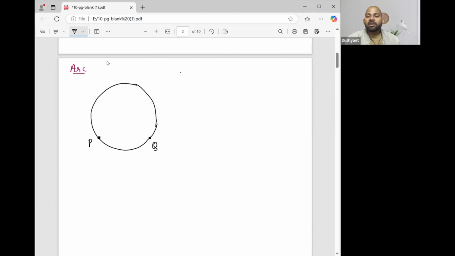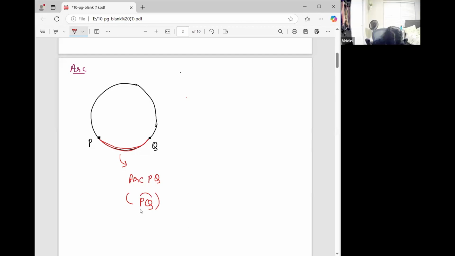This is, let's suppose, my P and Q. So arc means this curve part. This curve part is my arc. Arc PQ, or we can represent it as PQ with an arc symbol on the top. We can write it down as PQ with the arc symbol on the top.